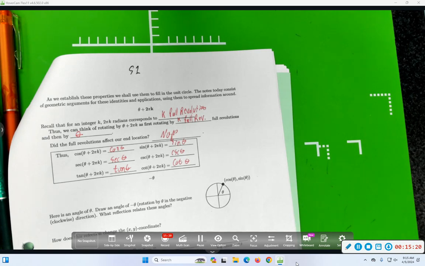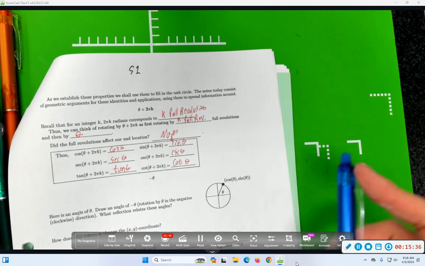That feel good? And not terribly deep at all, right? Full evolutions don't matter, and that's just the arithmetic way of saying that. Negative angle. So, all of these will correspond to just thinking about what these operations do to angles.